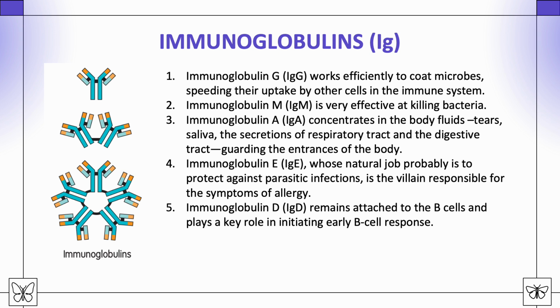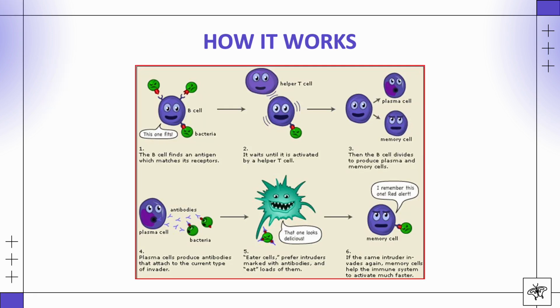IgA is found concentrated in our body fluids like our tears and saliva, or secretions of the respiratory tract and the digestive tract, which guards the entrances of our body. IgE, whose natural job is probably to protect against parasitic infections, is actually the villain responsible for the symptoms of allergy. IgD remains attached to the B cells and plays a key role in initiating early B cell response. Now, how does it work?